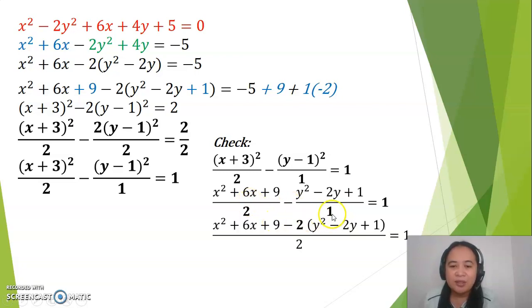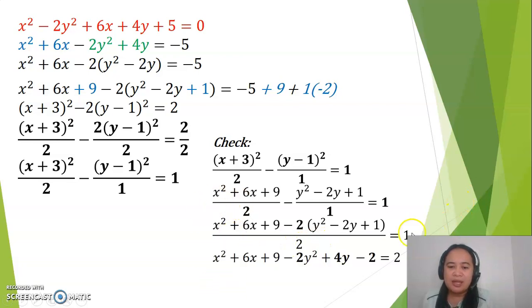So to do that, you simply cross multiply. So 1 times the term here and 2 times the term here. So it's minus 2. Then 2 times 1, we will end up with 2. So eliminate 2 by multiplying 2 to both sides. So we will have x squared plus 6x plus 9 minus 2y squared. Negative 2 times negative 2 is positive 4y. Negative 2 times 1 is negative 2, and 2 times 1 is 2.